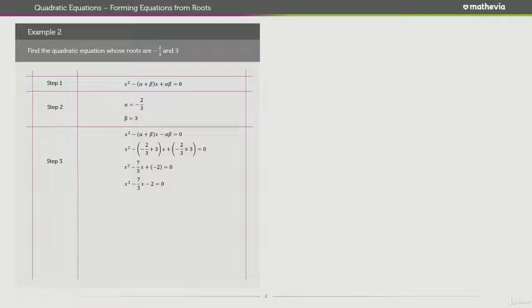Now we could leave our answer like this, but we'll just go ahead and multiply through by 3, so we have a better looking quadratic equation, and we end up with 3x squared minus 7x minus 6 equals 0.